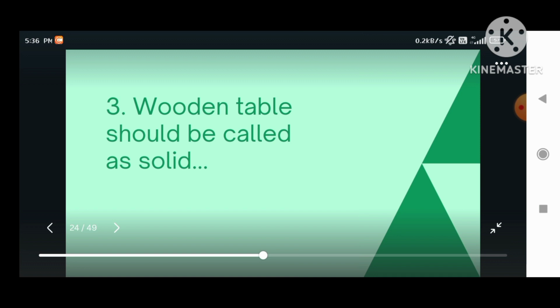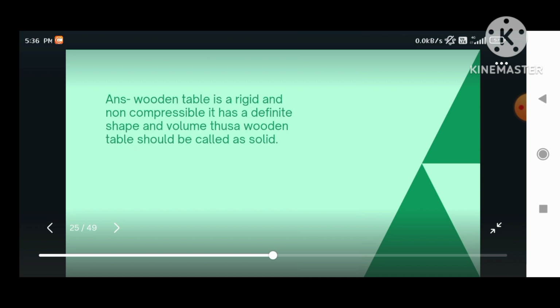A wooden table should be called a solid. A wooden table is rigid and non-compressible. It has a definite shape and volume. Thus, a wooden table should be called a solid.